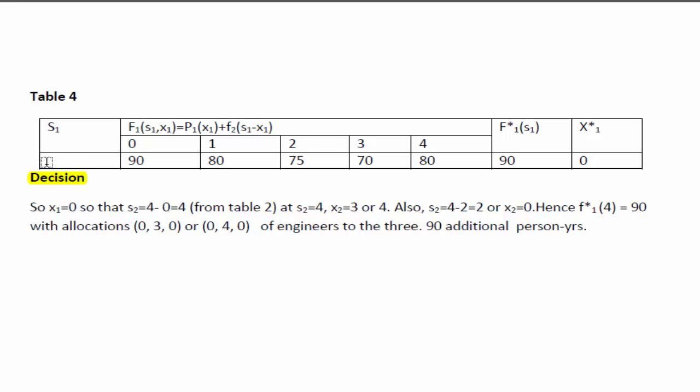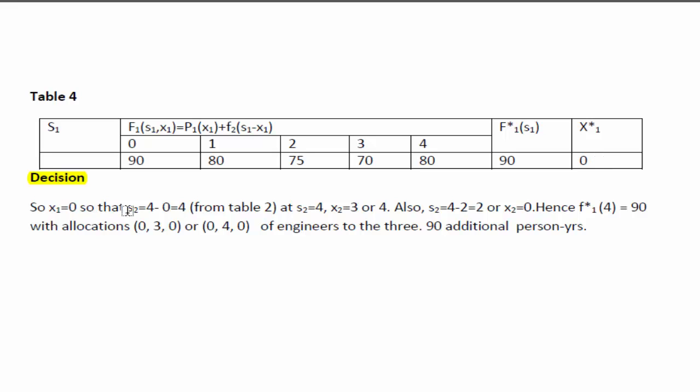There's something missing here. Our s1 is supposed to be 4. There's supposed to be 4 here. Now the decision is x1 equals 0. The reason why x1 equals 0 is that the maximum value occurs at x1 equals 0. That means they don't need any engineers. They are performing optimally without any engineers. So there's no point wasting them.